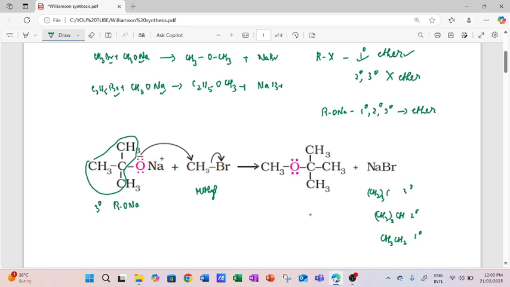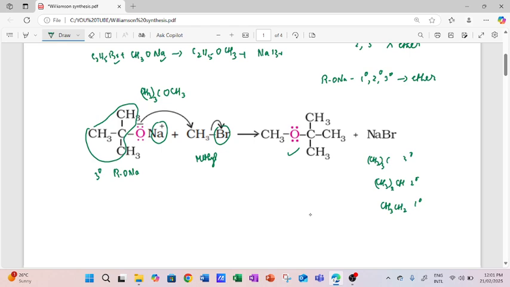During the reaction, NaBr gets eliminated. As a result, the alkoxide group and the alkyl group just join. We get an ether like this: (CH3)3C, then OCH3. That's the product. This is how we write the product.